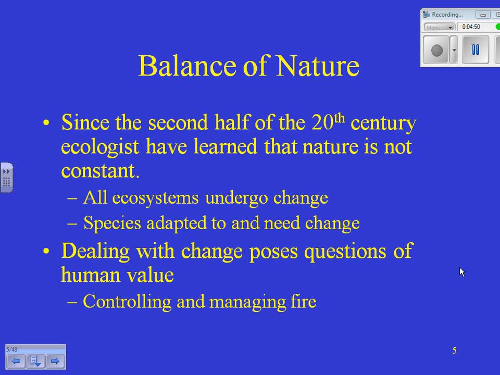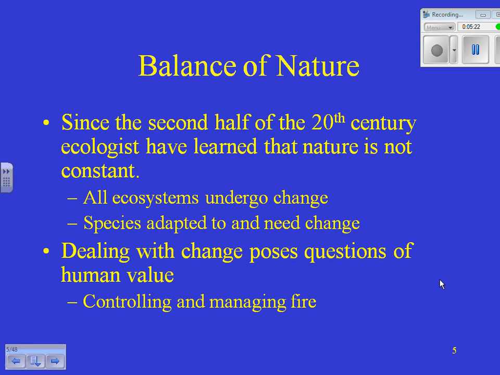So again, dealing with this change poses questions of human value, such as, how do we control and manage fire? And what are we restoring things to? The book gives a good example. In '91, there was a forest fire in California that burned just 83 minutes, but did about $500 million worth of damage. A few years later, a wildfire in Oakland did about $1 billion worth of damage.